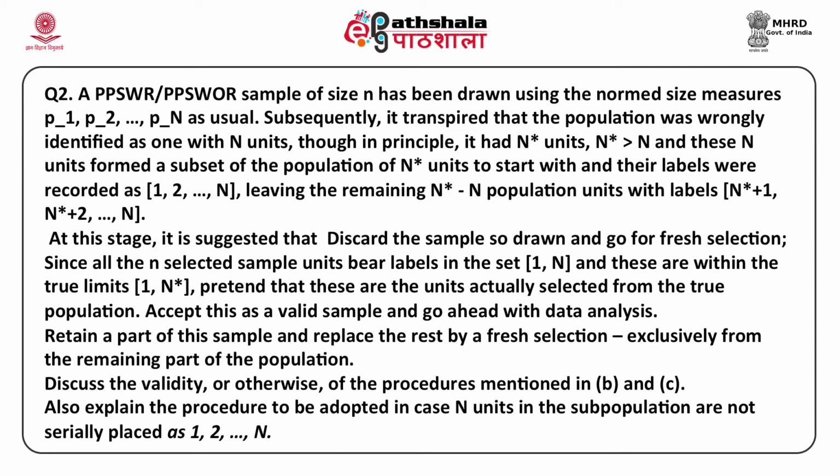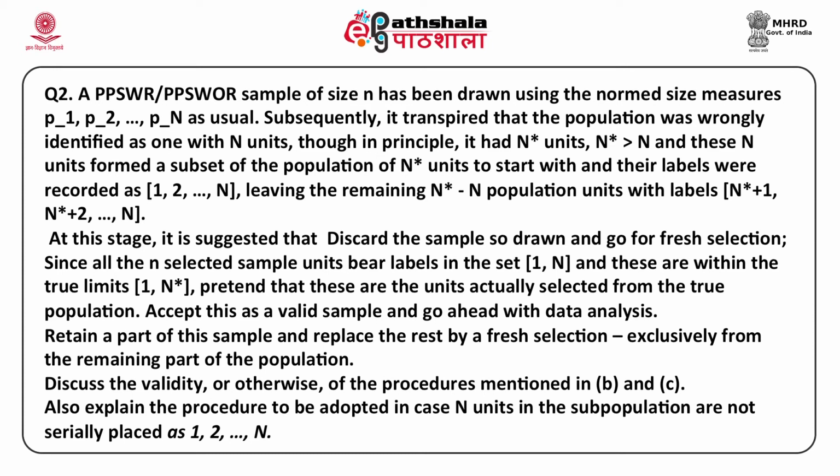Subsequently, it transpired that the population was wrongly identified as one with N units, though in principle it had N star units with N star more than N. And these N units formed a subset of the population of N star units to start with, and their labels were recorded as 1 through N, leaving the remaining N star minus N population units with labels N plus 1 and so on to N star.